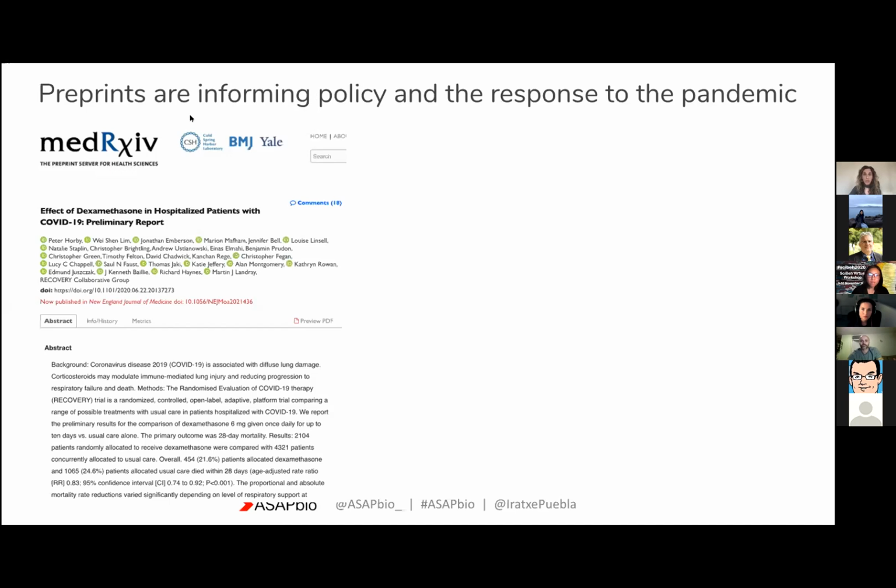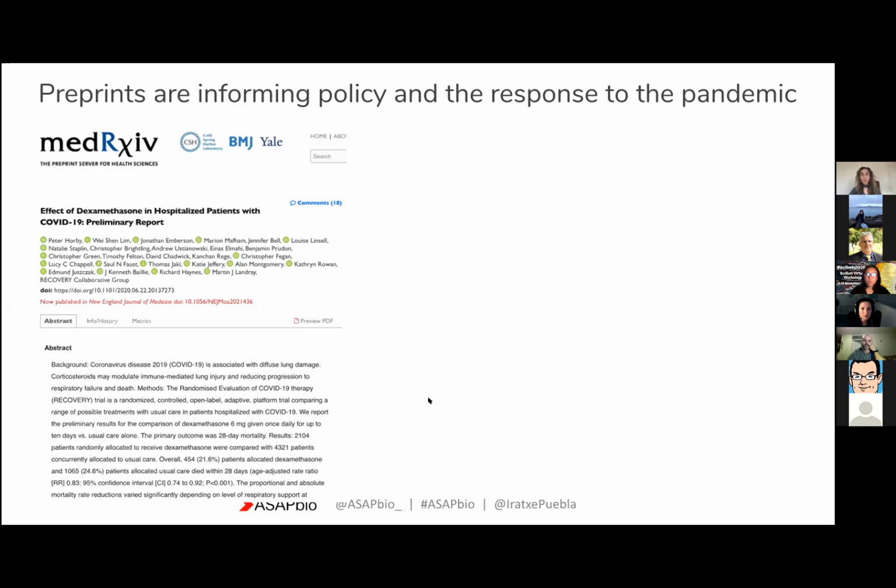I thought I'd mention a couple of examples. Again, you may be familiar with them, but the first is the RECOVERY trial. This is an interesting example because the authors first press released even before posting the preprint. They wanted the results of the trial to be out as soon as possible. So they press released the findings showing that dexamethasone reduces mortality for patients that need artificial respiratory support, and then posted their work within a few days as a preprint.